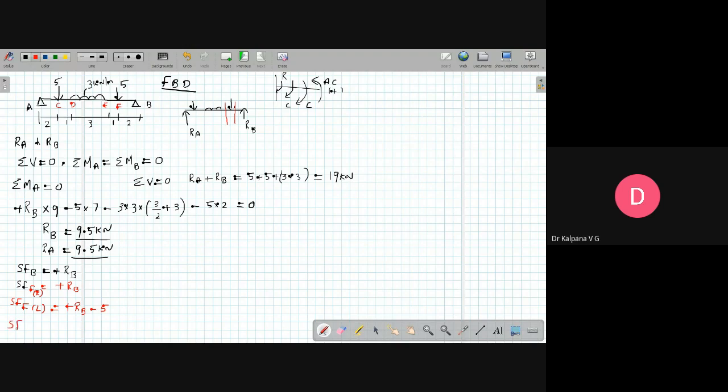So next is shear force at E to the right. Shear force at E to the right means again the same value as in the previous, plus RB minus 5. Then shear force at D to the right is plus RB minus 5 minus 3 into 3. Next is shear force at D to the left, you will get the same value. So I can go with shear force at C.